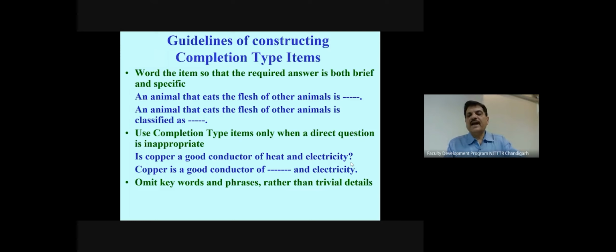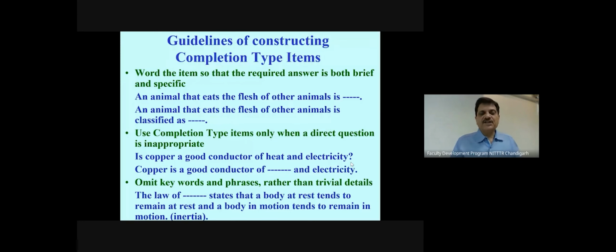Omit keywords and phrases rather than trivial detail. Identify the key word from the sentence. That is our purpose is not to judge his language ability. Is, am, on, ये हमने measure नहीं करने हैं. हमारा purpose है कि keyword. For example, just see, the law of dash states that a body at rest tends to remain at rest and a body in motion tends to remain in motion. So दूसरे words जो हैं वो आप नहीं omit करेंगे. Only the key word will be omitted.